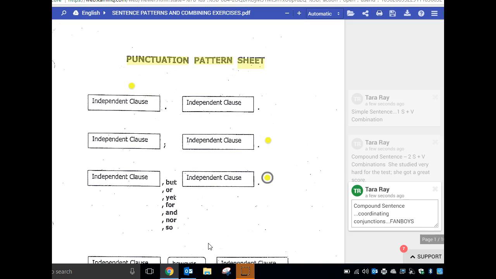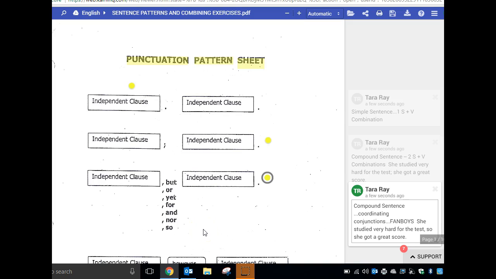So for example, if I took the same sentence I created before, I could say, she studied very hard for the test, so she got a great score. Haven't said anything new, it just gives me one more option for how to join my two clauses. Here's the rule. If it's an independent clause to the left and an independent clause to the right, it's not a choice. You must have a comma with that coordinating conjunction, okay?